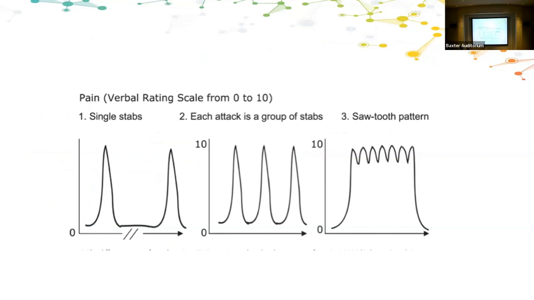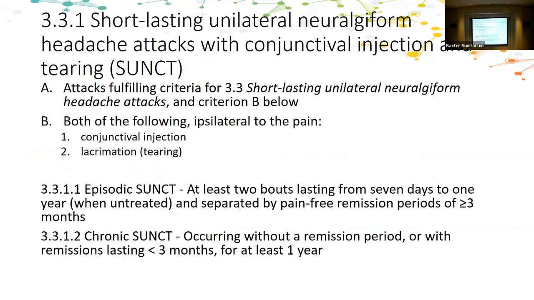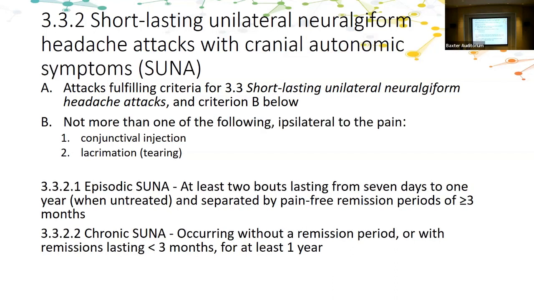SUNHA is further separated into SUNCT. So that one, it's SUNHA, but it has both of the following: conjunctival injection and lacrimation. Again, you can have episodic and chronic. I'll skip over that. And then SUNA, you just don't have both of those to be SUNA. So I don't know how long this true distinction will be in the headache world, but it's something to consider and at least know. I don't know how testable that is for you guys, more testable for me.